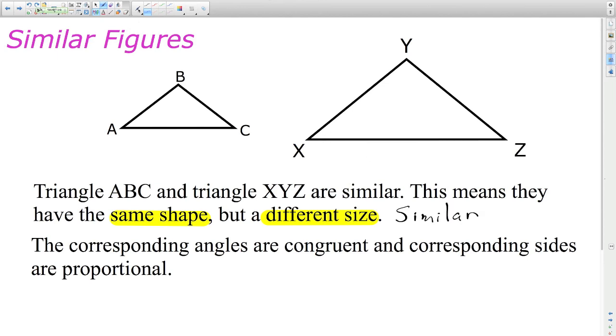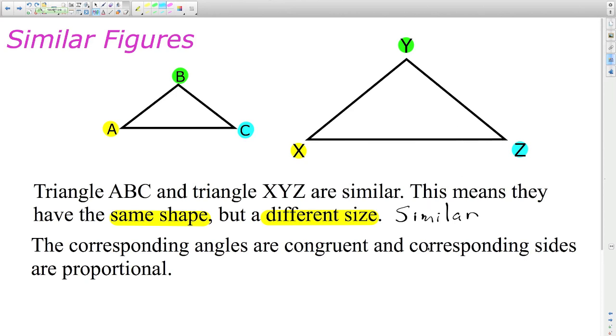What that means for us is that angle A is going to be congruent to angle X, or equal to. Angle B is going to be congruent to angle Y, and angle C is going to be congruent or equal to angle Z. In other words, angle A and angle X are going to correspond, angle B and angle Y are going to correspond, and angle C and angle Z are going to correspond because they are congruent or equal to one another.